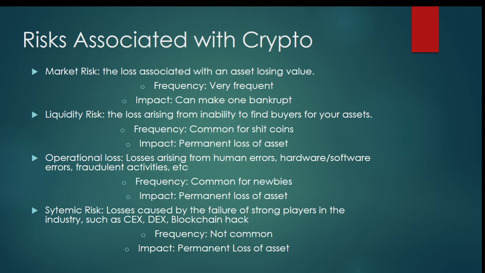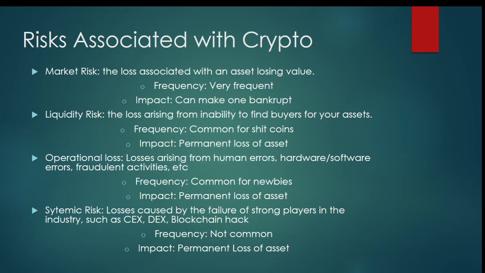So let's talk about operational risk. Now, operational risk has to do with the losses that arise from human errors, from hardware and software errors, and even fraudulent activities. This risk is usually not very common for people who are advanced, who have studied the cryptocurrency ecosystem very well, and they know their way around. But for people who are just coming in, for newbies, it could be a common loss.